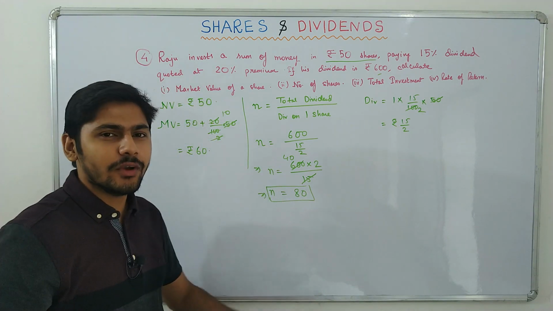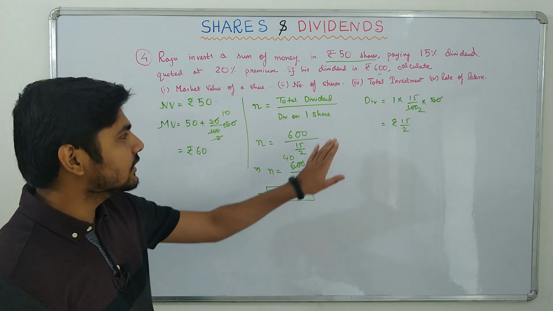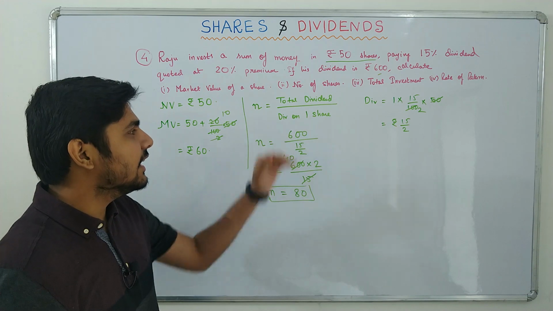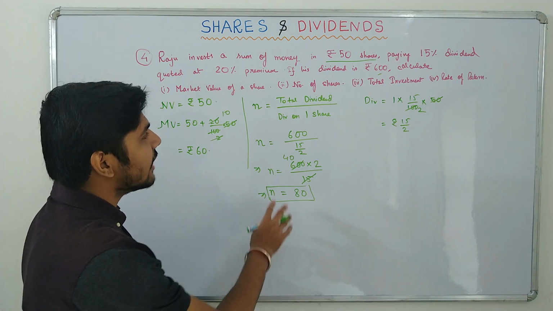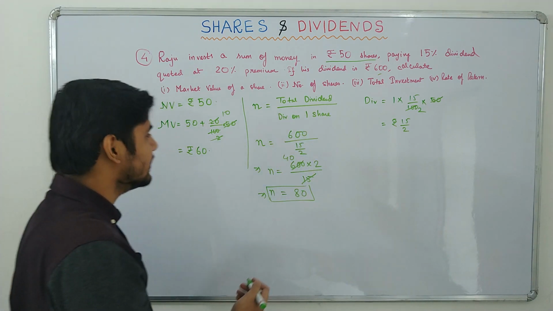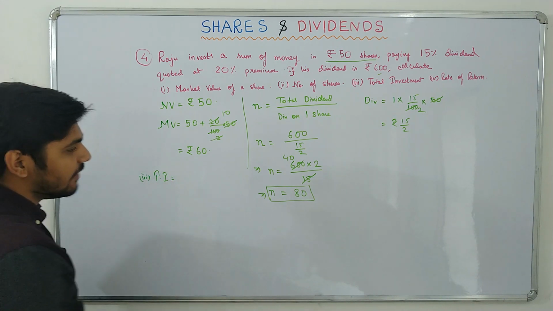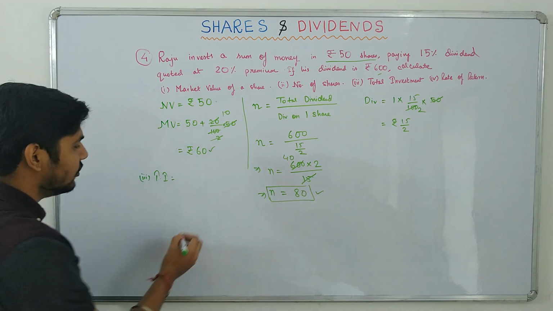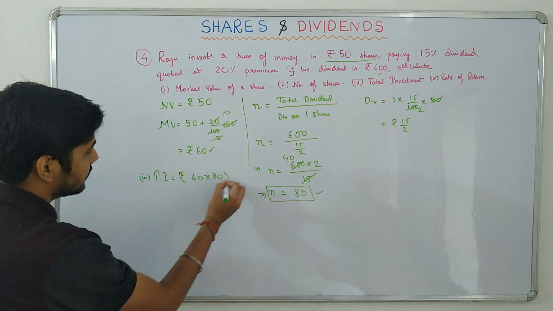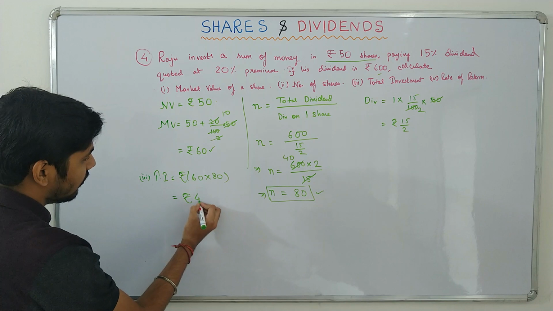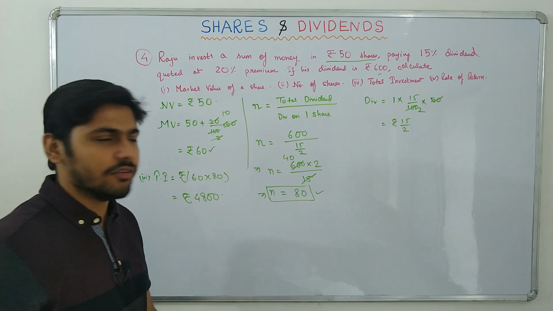Okay. So whenever you cannot use the formula of money invested is equal to number of shares n into the market value, you can use this particular formula, which is number of shares n is equal to total dividend divided by dividend on one share. Now we have also calculated number 2. Number 3 is total investment. Now we have the number of shares and we have the market value. We can easily calculate it using the formula market value into number of shares. So total investment will be equal to rupees 4800, your third answer.